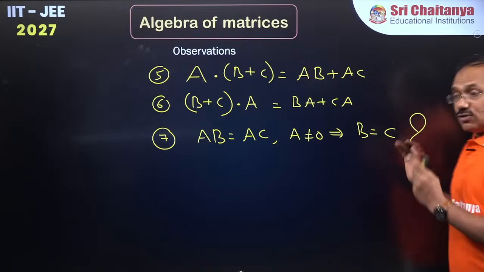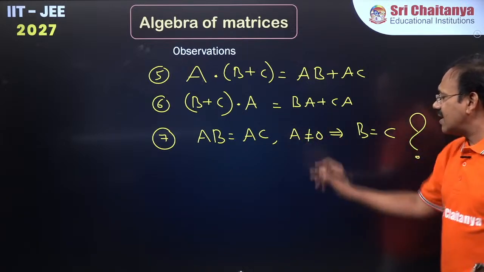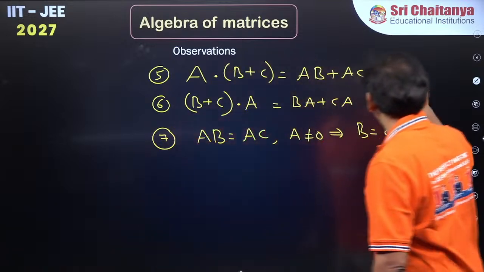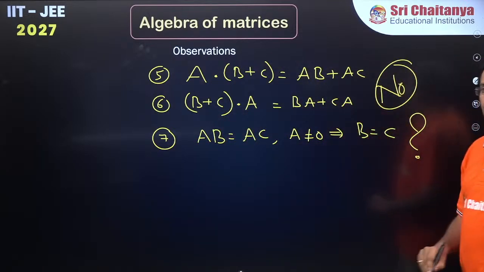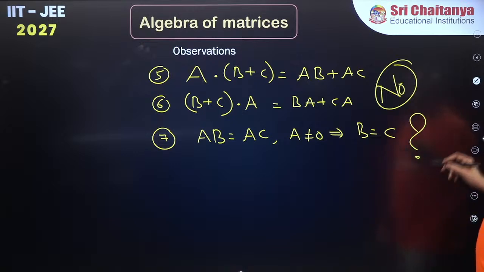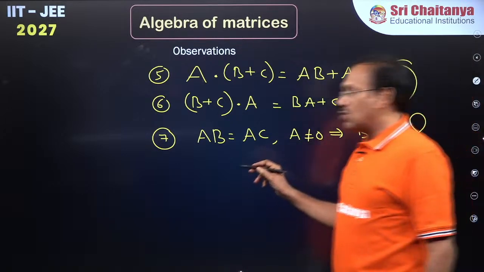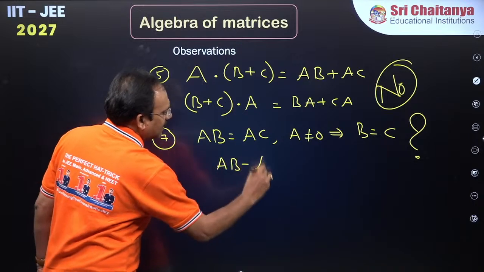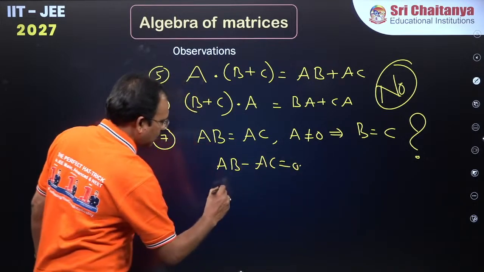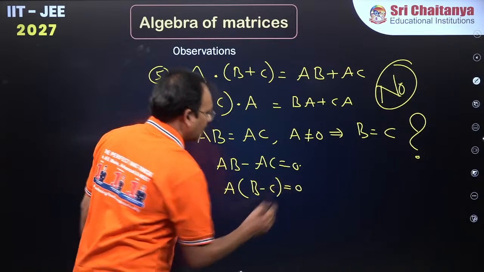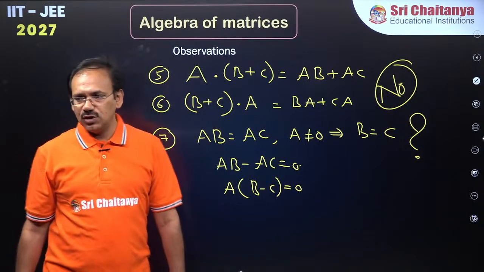Okay, fine. You see, dear students, this implies the answer is no. Answer is no because AB is equal to AC, in the sense you can write AB minus AC is equal to 0. So by distributive property you can write A into (B minus C) equal to 0.